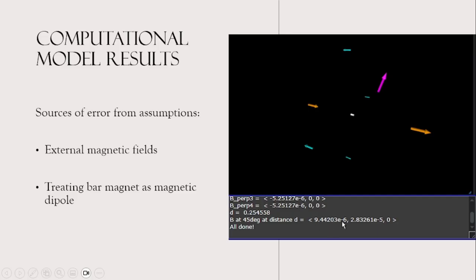And we can see here this is very different from our observed B field, and some potential sources of error may include the fact that we assume that there are no external magnetic fields from our computers, maybe from our phones. We assume these to be negligible, and then we also assume that the bar magnet was a dipole.